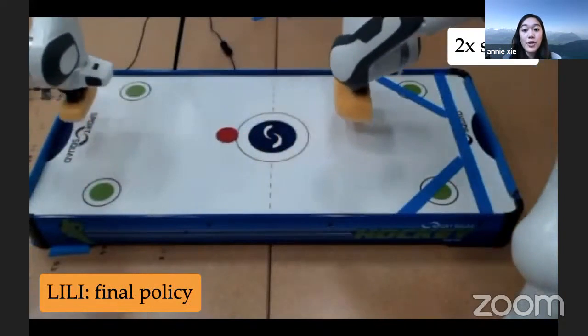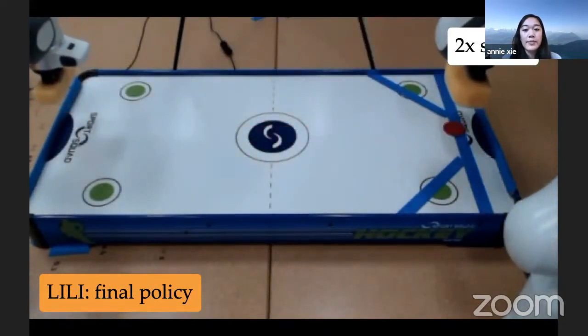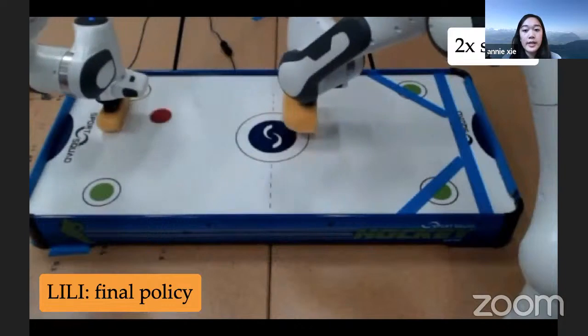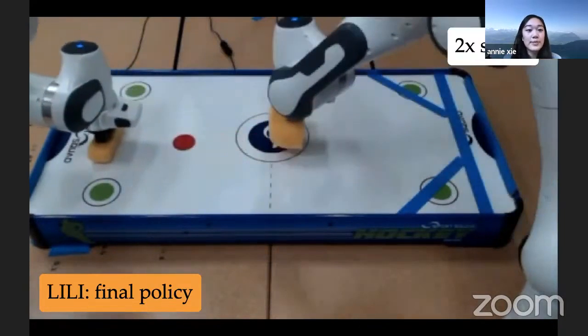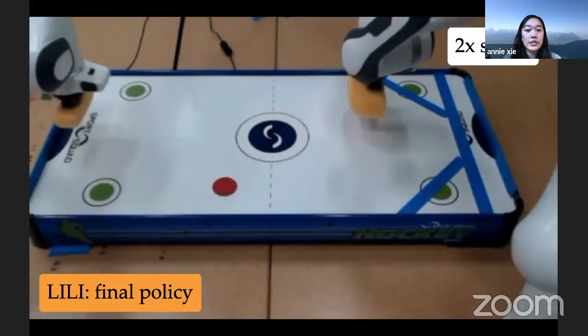However, we see that LILI can block a lot more successfully than soft actor critic, but it doesn't always get that bonus reward for blocking left. And that's because it's not explicitly trained to influence the other agent's strategy.